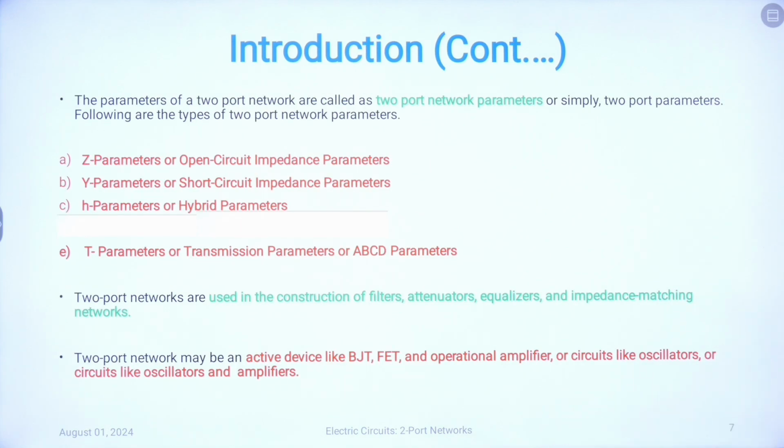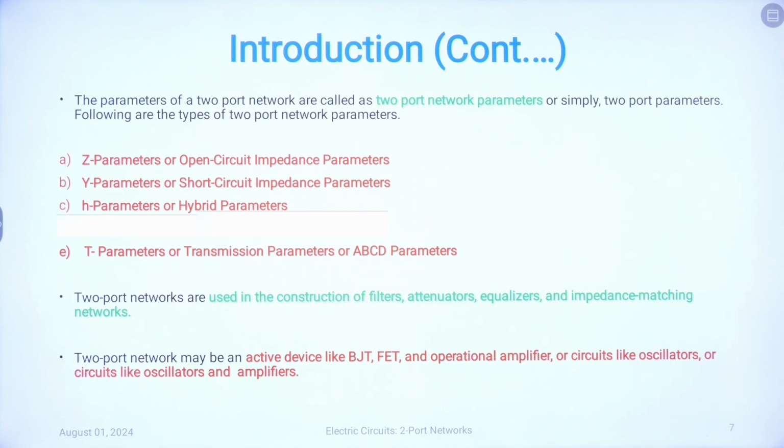When you take the two-port network parameters, I can have 4 types. One is Z parameter, otherwise called open circuit impedance parameter. I'll justify the name when I take up that topic. The next is Y parameter or short circuit admittance parameter. The third is H parameter or hybrid parameter. Then G parameter or inverse hybrid parameters. The last but not the least is T parameter or transmission parameters, or ABCD parameters.